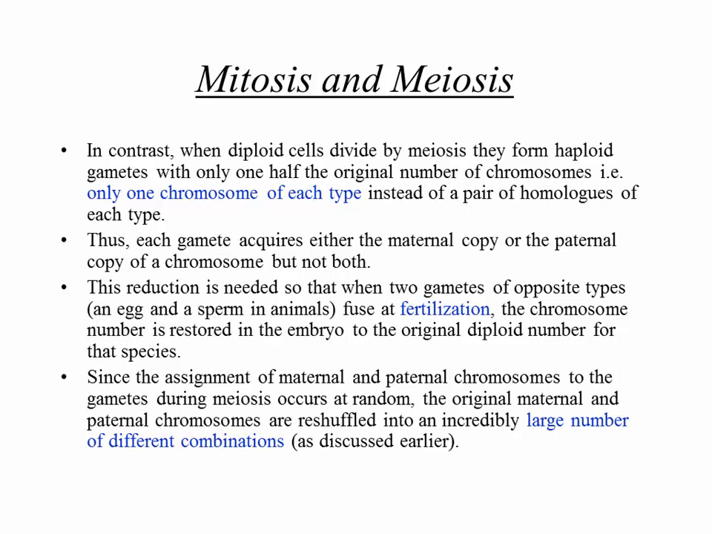Now, since the assignment of maternal and paternal chromosomes to the gametes during meiosis occurs at random, the original maternal and paternal chromosomes are reshuffled into an incredibly large number of different combinations, which is something that we discussed earlier in the chapter on genetic variation. We looked at the large number of possible combinations.